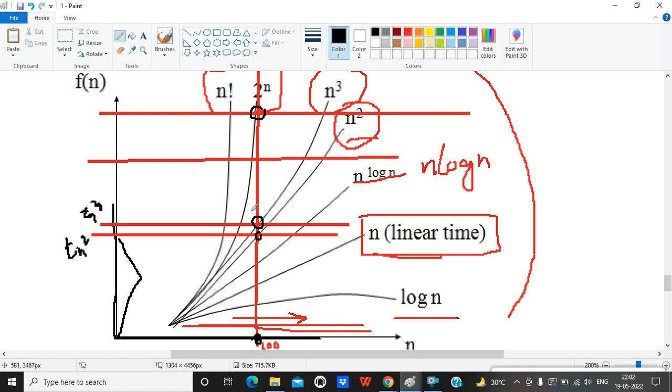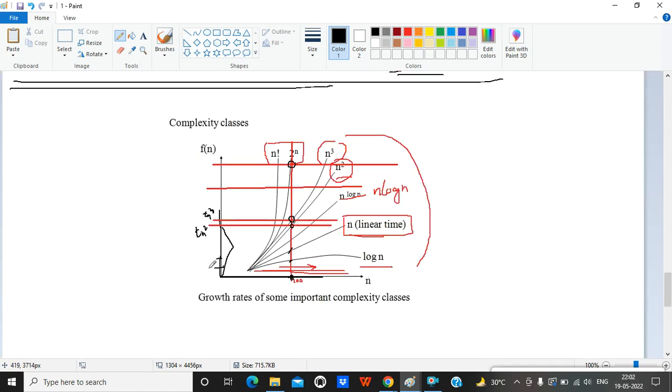If you compare, you will find that log n takes this amount of time. n will take this amount of time. In that way you have to read this graph. This is the concept of plotting the graph and identifying which algorithm takes the less amount of time and which is better. And this is for a particular value of n.